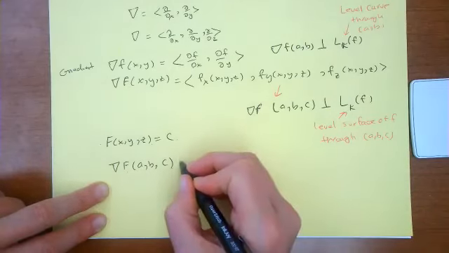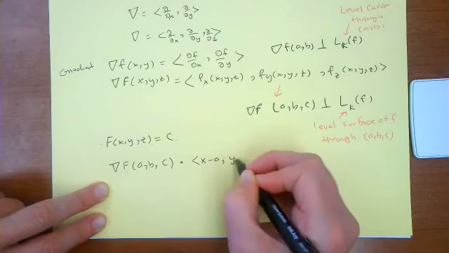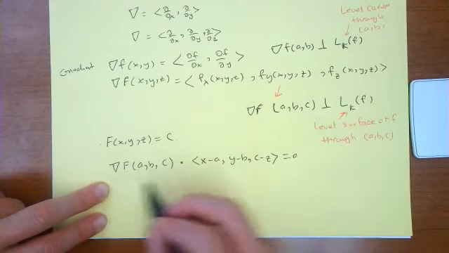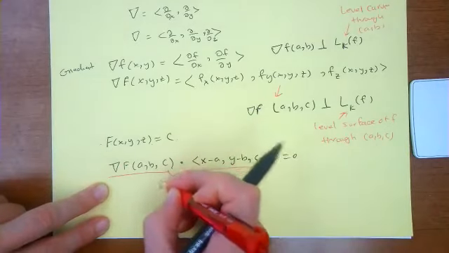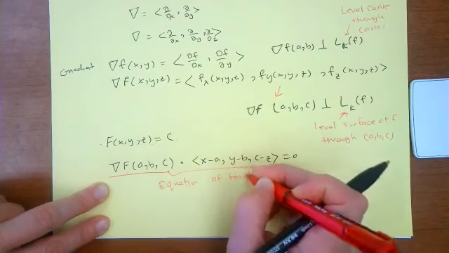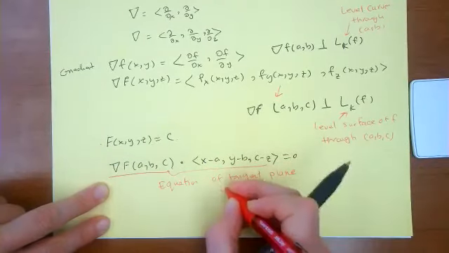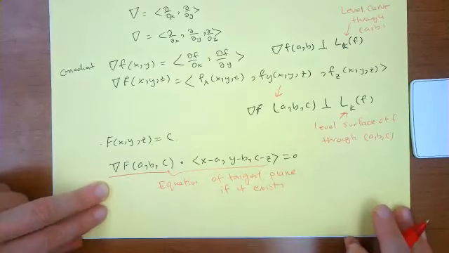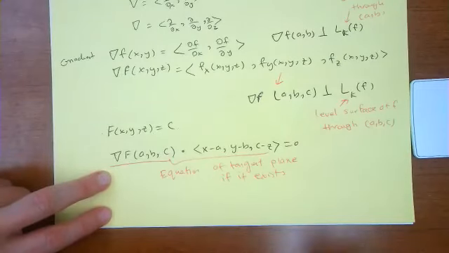That also tells me that I can dot this with x minus a, y minus b, and z minus c, and set it equal to 0 to get the equation of the tangent plane, if it exists. That exists part is important. Just having partial derivatives doesn't mean that the equation exists.